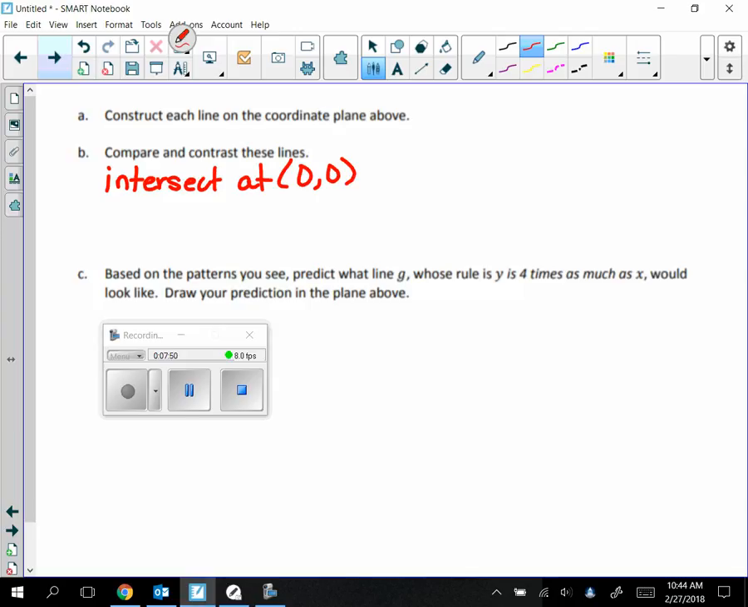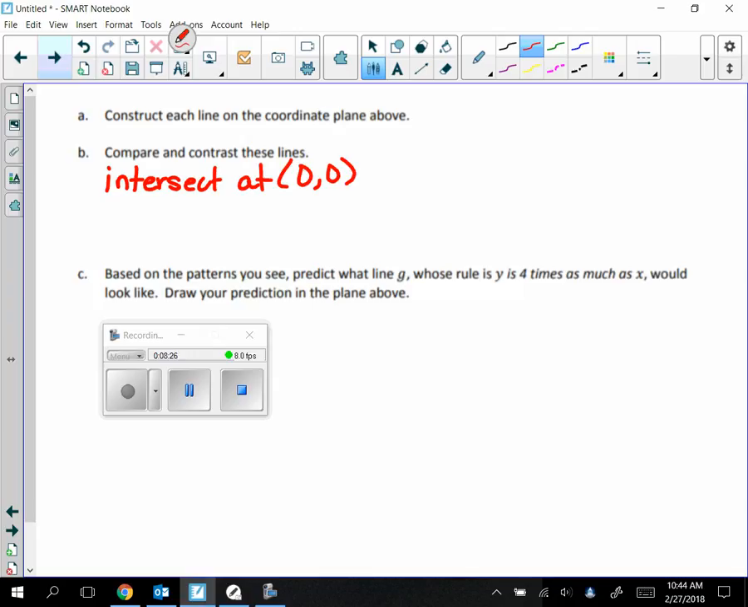Now, when you contrast, you're trying to find something that they have different. So comparing is something they have the same. Contrasting is something that they have different. What is something that they have different? Maybe you look at their pattern rule. Okay, one is going up and one is kind of going this way. Why are they doing that? There's a reason why they're doing that.